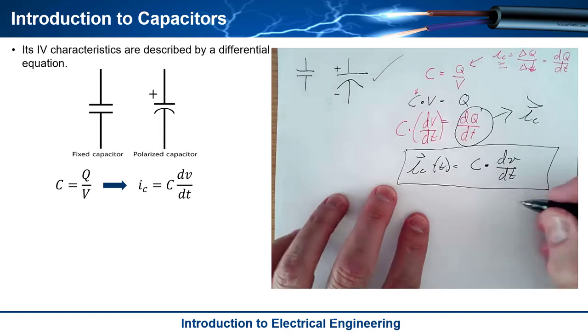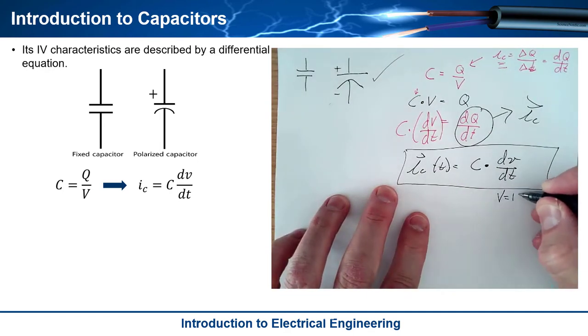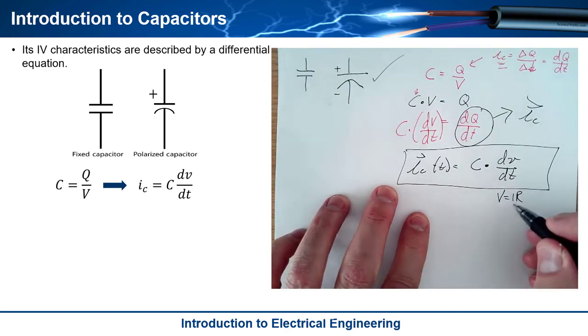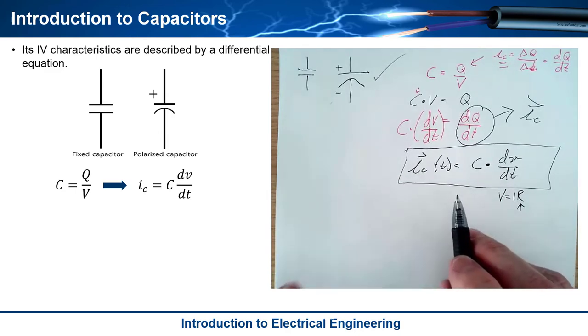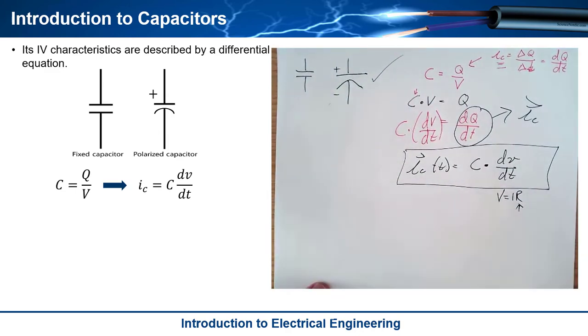This is the same thing as when you look at a resistor, where V is equal to IR. It's a relationship between the voltage and the current based upon some property of the structure itself. In this situation, it's the same exact thing. It's just that this time it happens to be a differential equation. So, no big deal. That's how it works.